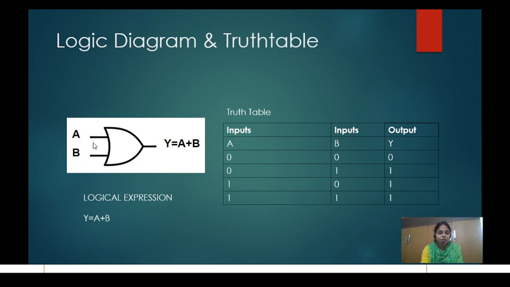How many inputs have we taken here? This is the 2 input OR gate logical diagram. 2 inputs, so how many combinations will we get? 4 combinations. The output will be high or 1 in all the cases except when both the inputs are low. When both the inputs are 0, the output is 0. In the remaining cases, the output will be high.